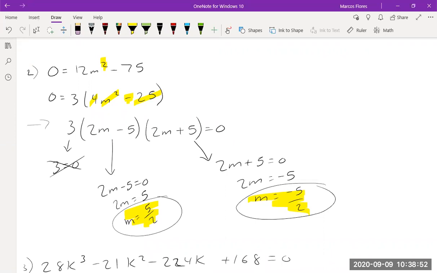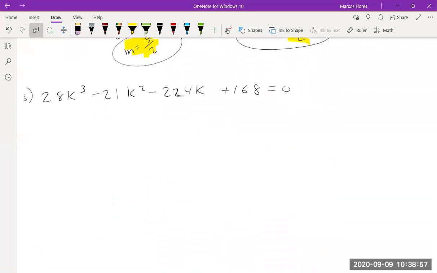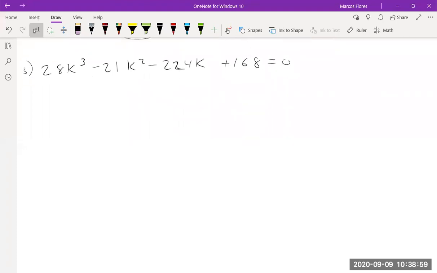All right. Last example. 28k cubed minus 21k squared minus 224k plus 168 equals 0. There are 4 terms here. How do we solve these if there's 4 terms? Grouping. Grouping, good.